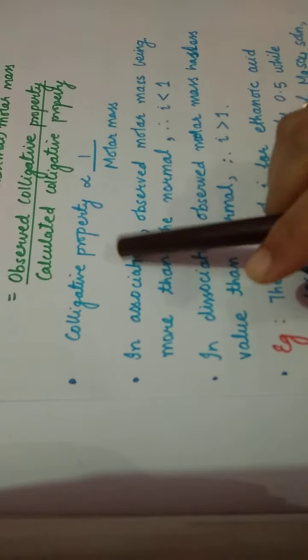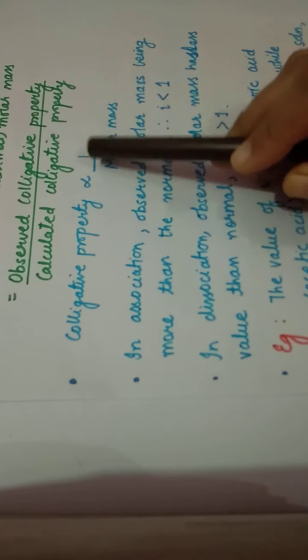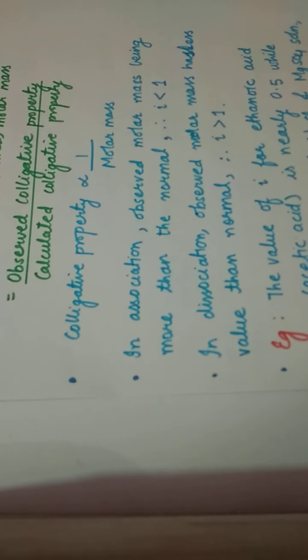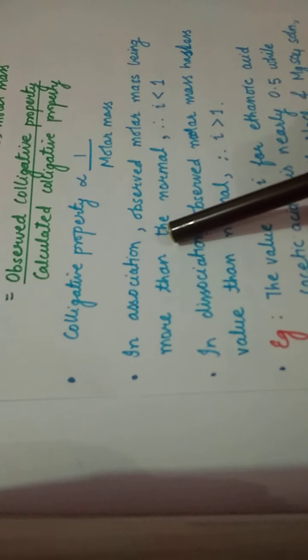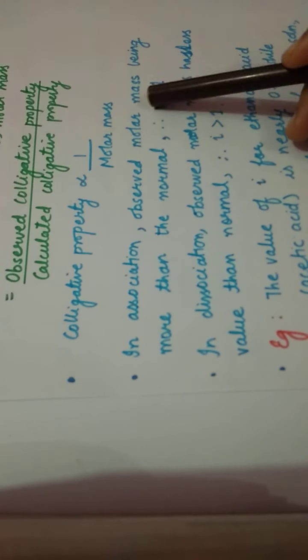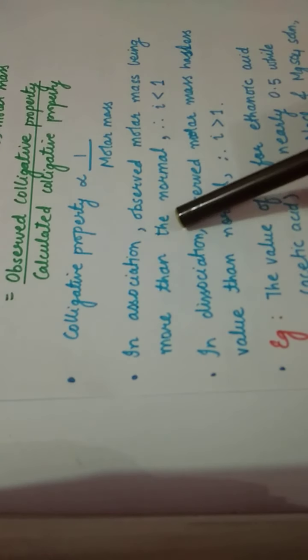Next one, children, we have done colligative property is inversely proportional to molar mass. In case of association, observed molar mass being more than the normal.